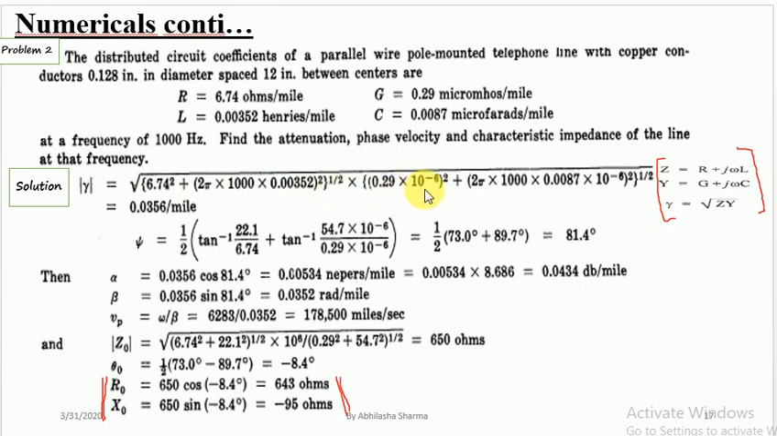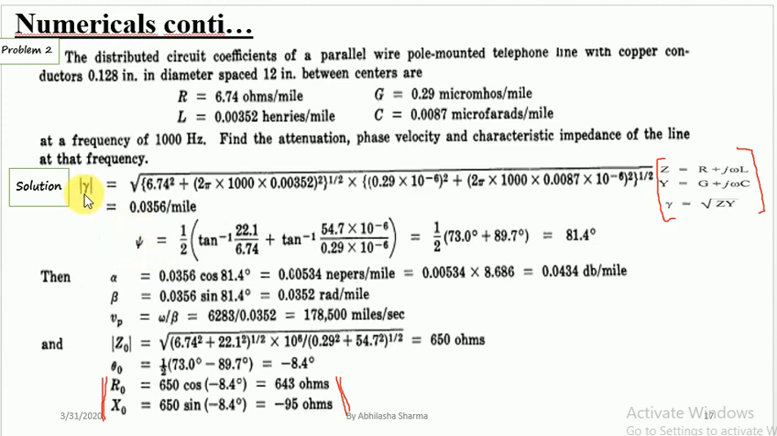Plus the G squared term, so this is 0.29, G squared plus omega squared C. With omega as 2 pi f, and this is the value of C, 0.087 multiplied by 10 to the power minus 6. The whole term is raised to the power of 1 by 2. Yes, so the next calculation is for the angle of this propagation constant.